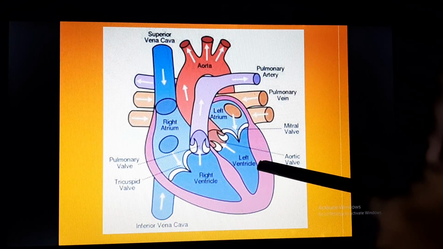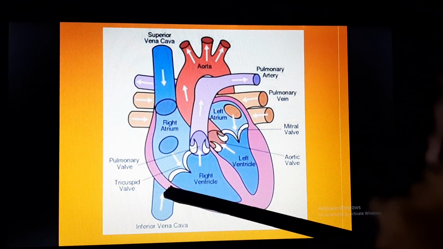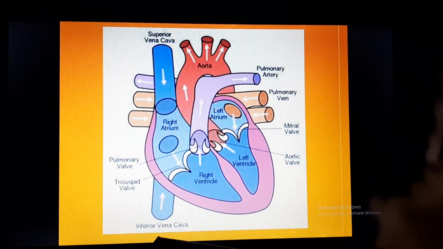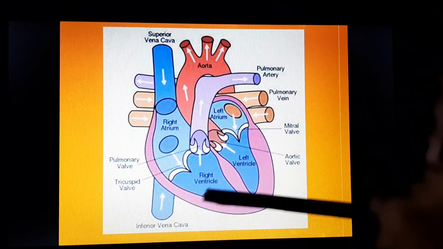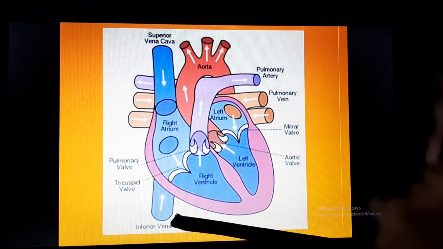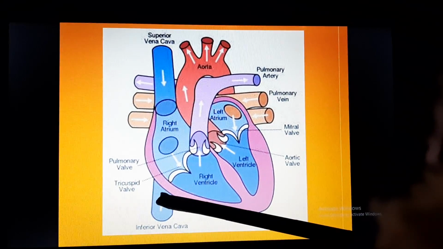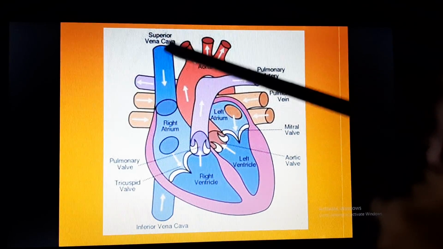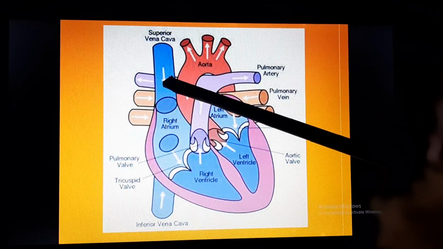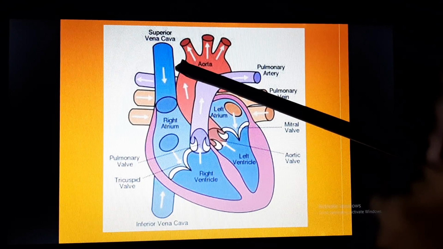Now, here in this structure you can see this is vena cava, inferior vena cava. That means the vein which is biggest vein, all the veins join together and form a common biggest vein which is called vena cava. So vena cava which is coming from downside is called inferior vena cava, and the vena cava which is coming from upper side is called superior vena cava. So both the vena cavas are having deoxygenated blood.